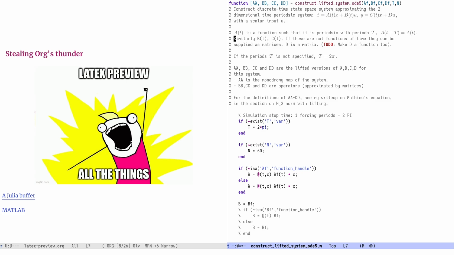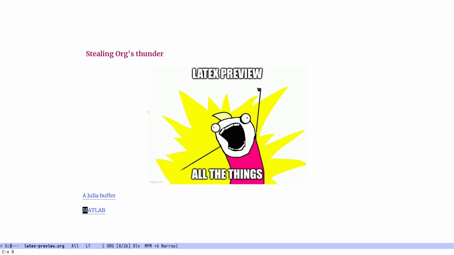The way all of these are set up is that any LaTeX markup you type inside a comment or a string and inside LaTeX math delimiters is recognized and previewed automatically. These previews have the same affordances as the ones in Org mode. They blend in with their surroundings, update live as you type, and so on.